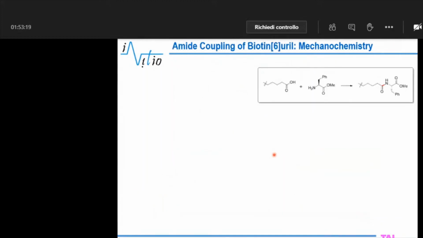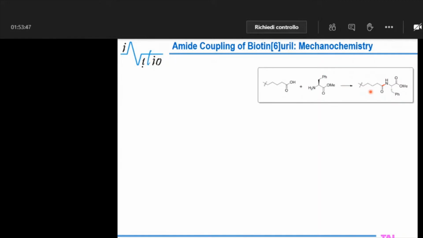So now, how can we apply this knowledge to our aim of functionalization of biotin[6]uril by amide coupling? You can have a look at the reaction, and at first look, it seems nothing problematic here, right? We have no steric hindrances. We have no problems with electron deficiency, so it's a pretty nucleophilic reaction partner. So what's the problem? It should be a very easygoing reaction.